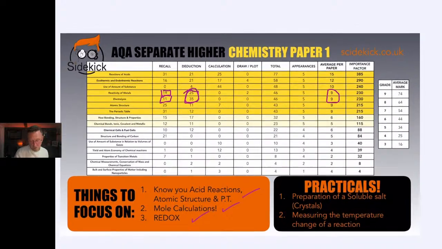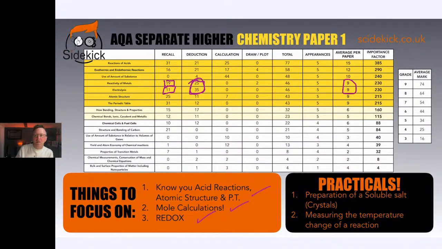Now, when it comes to another P, practicals: preparation of a soluble salt. That is the one where, for example, you take copper oxide, add it to sulfuric acid and heat it slightly. It goes blue, and you keep adding the copper oxide till it's in excess, then you filter it, then you evaporate all the water and you get your crystals. That one comes up all the time.